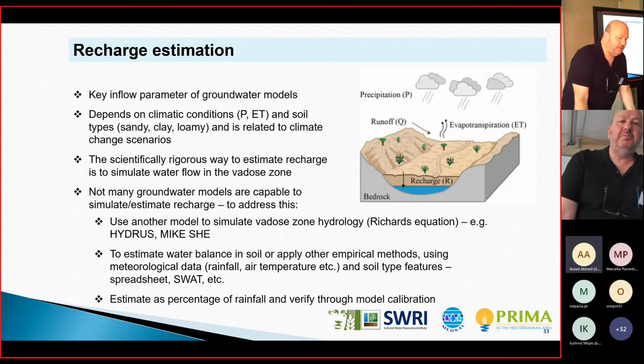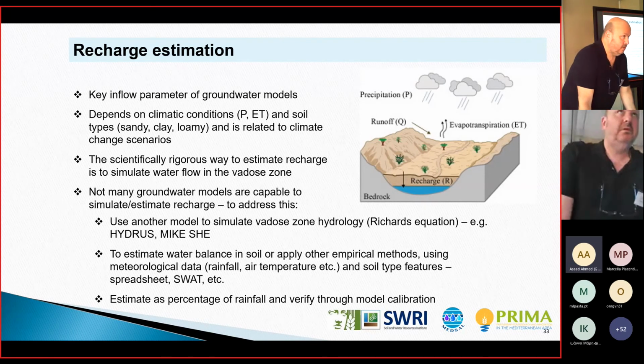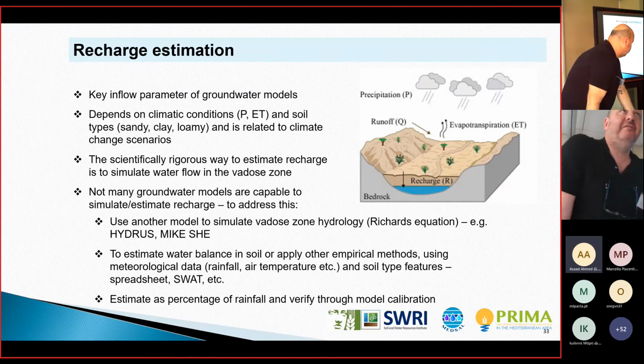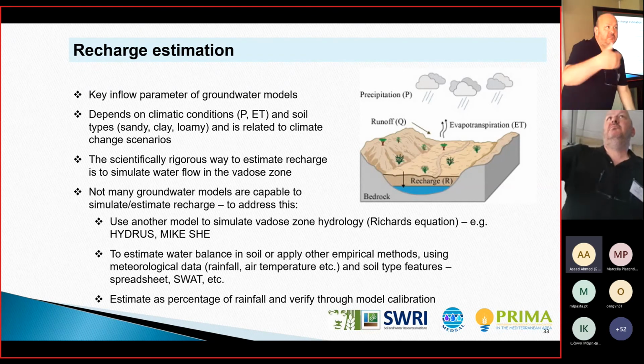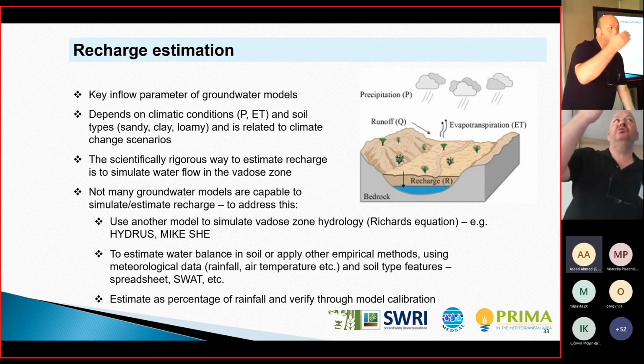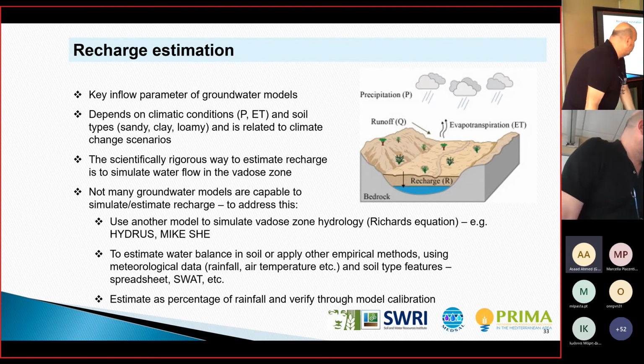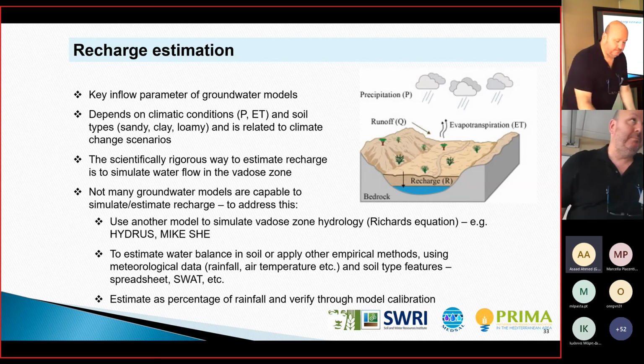And the third option would be quite simple: to estimate recharge as a percentage of the rainfall. Say just a constant value of rainfall, this is the recharge. You can have a variation of this percentage from month to month, or you can use a constant value for the whole year. And of course, in this case, it will be better to verify at the end the choice of this estimation through model calibration.